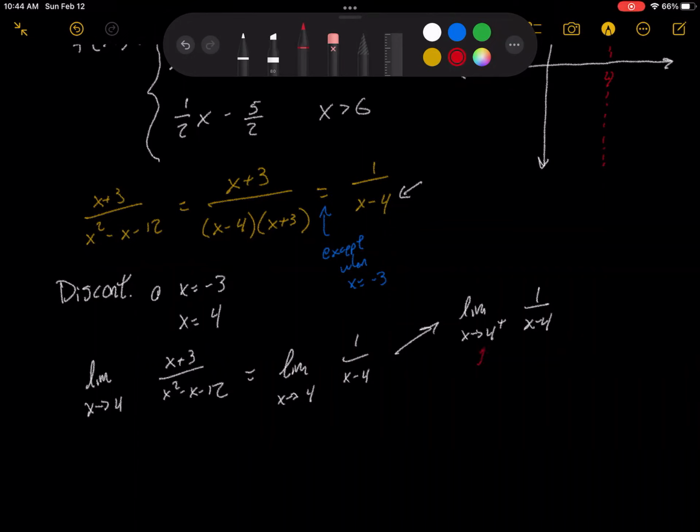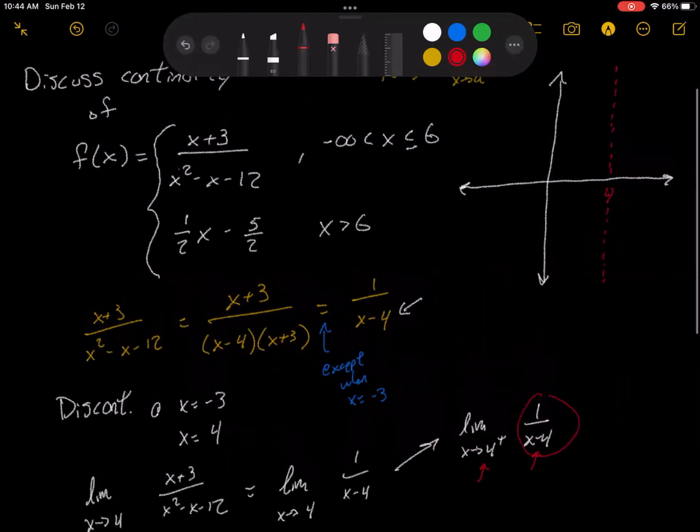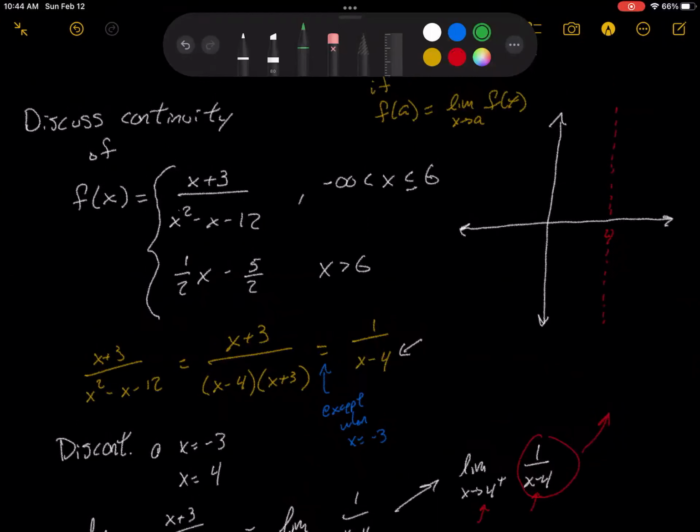Now, if x is approaching 4 from the right, then x is larger than 4, and if x is larger than 4, then x minus 4 is positive. So this fraction is going to explode to infinity, because your denominator is getting smaller and smaller while being positive. So it's going to explode to positive infinity on the right side of 4.